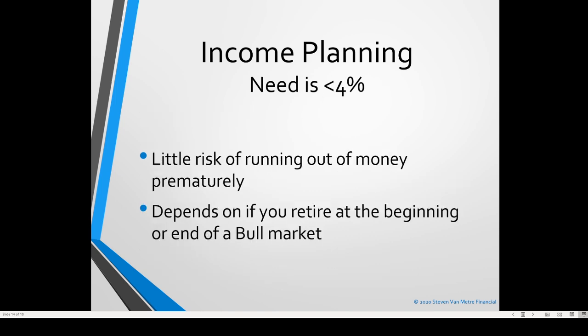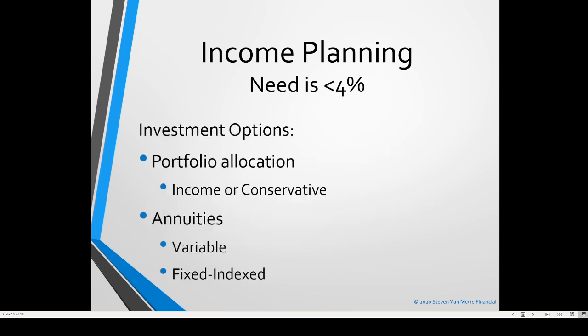If your need is less than 4%, then you have little risk of running out of money prematurely. Your biggest goal is to make sure your money keeps up with inflation. Then your success will depend on if you retire at the beginning or end of a bull market. Your investment options would be an income or conservative portfolio that has more bonds than stocks. A variable or fixed index annuity might work here as well, but again, before you invest in an annuity, do your income plan first to make sure the annuity fits your plan.